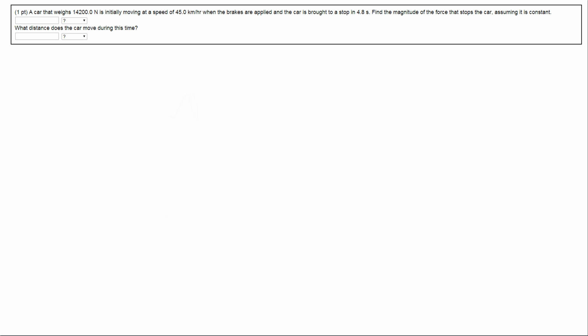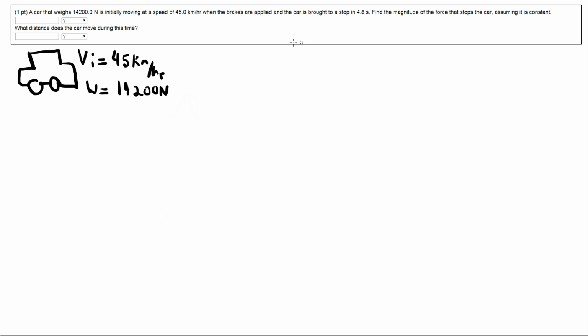So the first step to solving a problem of this sort would be to draw a diagram. So I'm going to start off by drawing a car. And what you have to do first of all is list all your initial conditions, your final conditions, and everything that you're given in order to solve the problem. In this case, we're told that the car is moving initially at 45 kilometers per hour, and we're also told that the weight of the vehicle is 14,200 newtons.